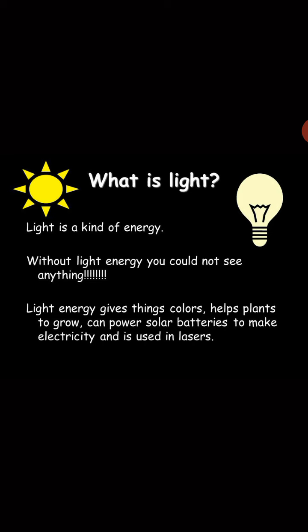Now, what is light? Light is actually a form of energy. Without light energy, of course, we cannot see anything. With energy, we can do work. So what work does light do? Light gives things colors. Because of light, we can see different colors of objects around us.